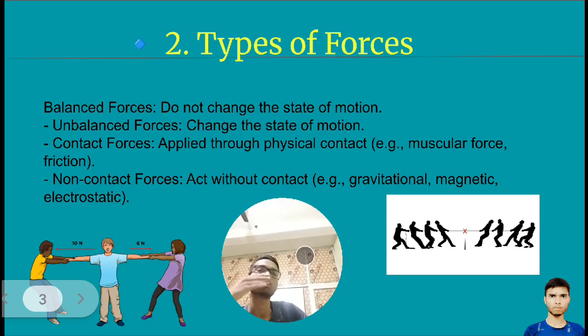Now we have the types of force. Balanced force, and then we have unbalanced force. It is something new for us. Balanced force, from this word you can understand the meaning of balanced force.